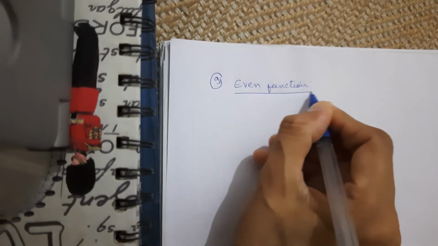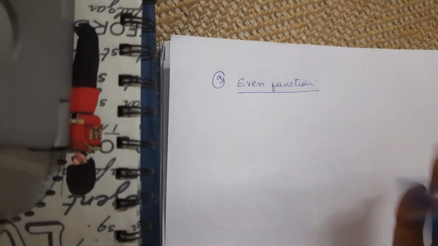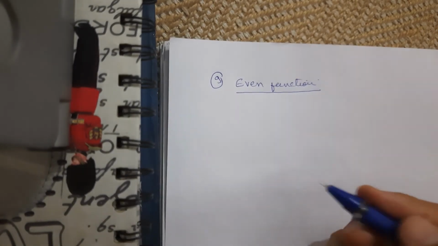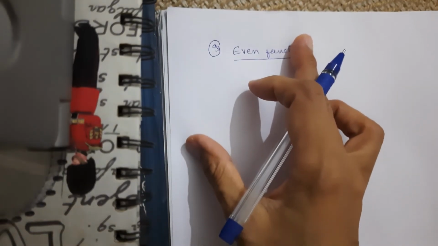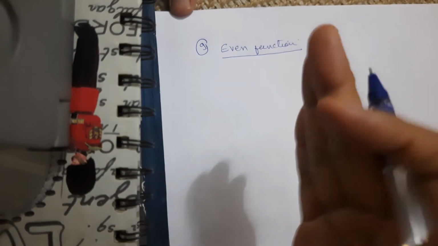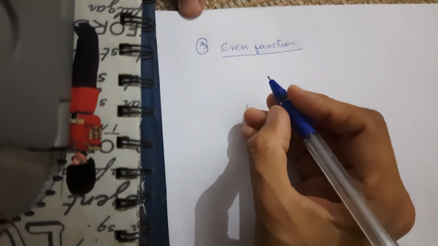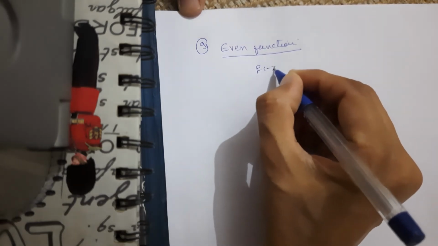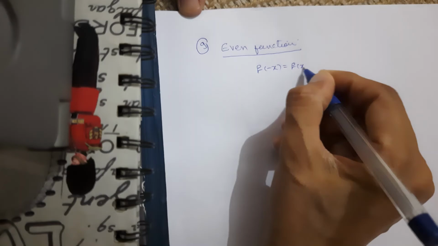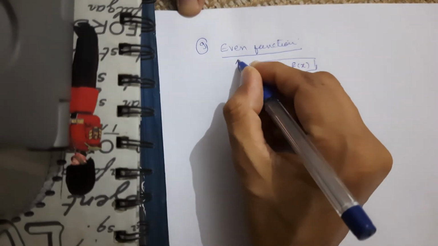So even function means they are equally distributed. When you plot it on a coordinate system, it will show you equal symmetry about the y-axis. It satisfies the property that if f of minus x equals f of x, if this condition is satisfied, then the function is called an even function.